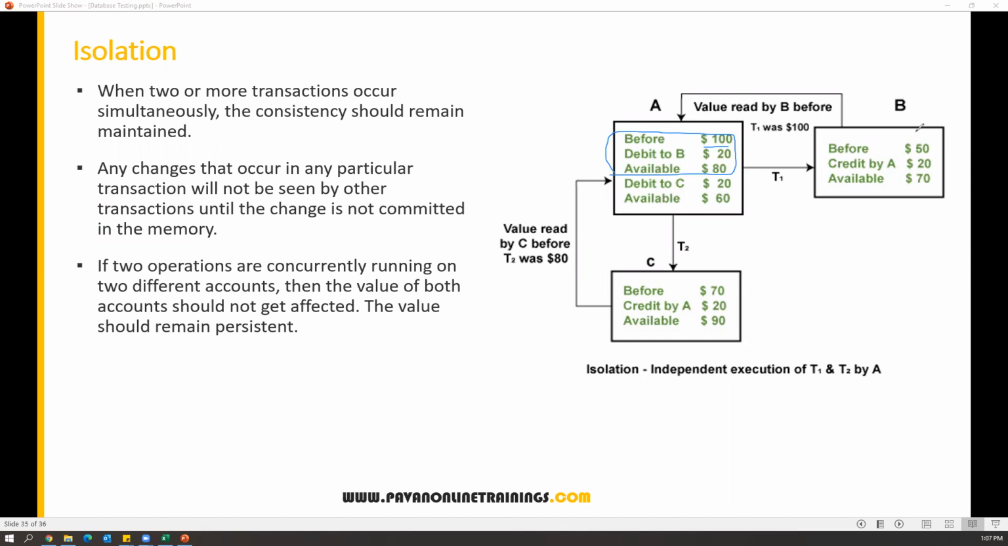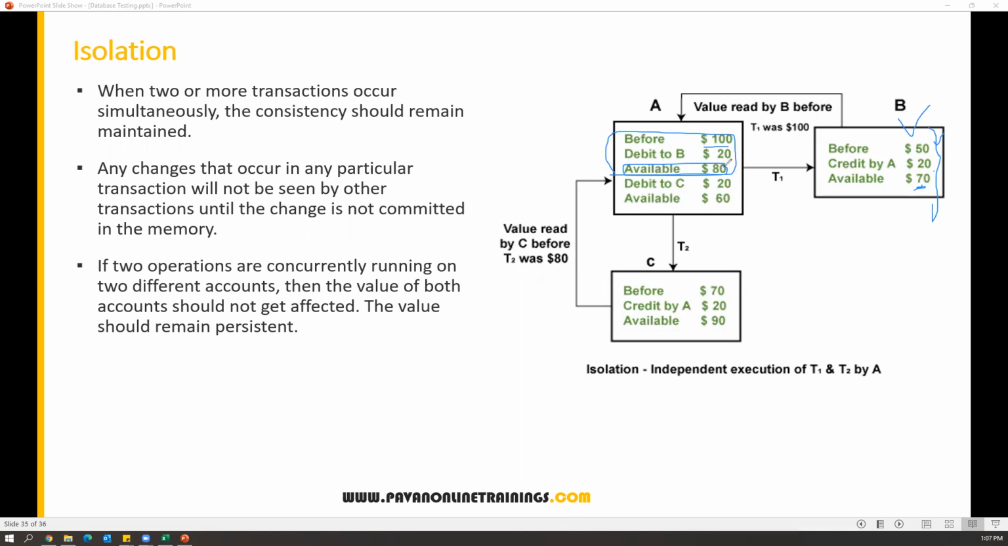In the B account, initially $50 is there. After A transfers the $20, it becomes $70. So this is one transaction which is successful. Unless this transaction is completed, the other transaction T2 should not initiate, because after completion of this transaction, the data will be reduced, right? Available balance becomes 80. On top of $100, it should not perform two transactions at the same time. Once the transaction is completed, the data will be updated, and on the updated data, the rest of the transactions should continue.